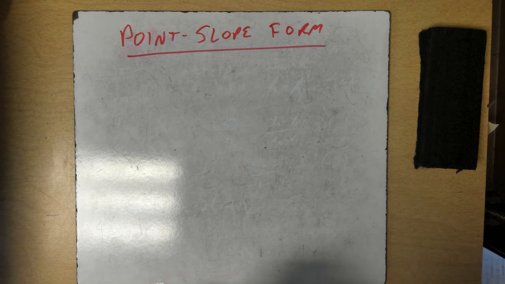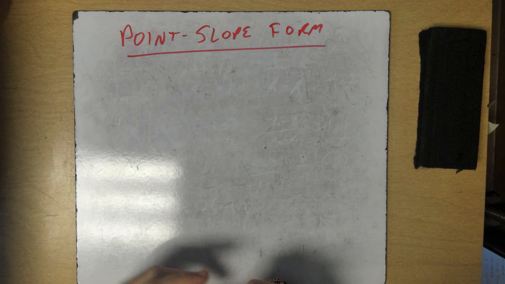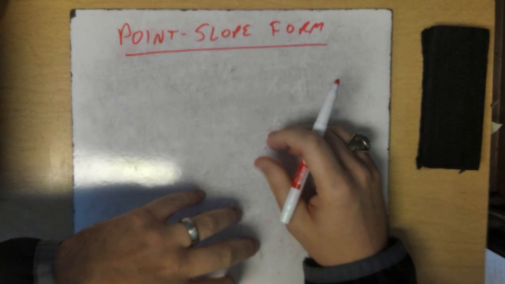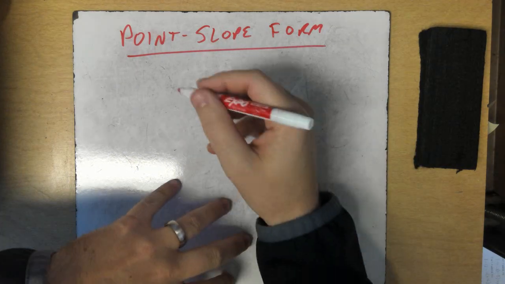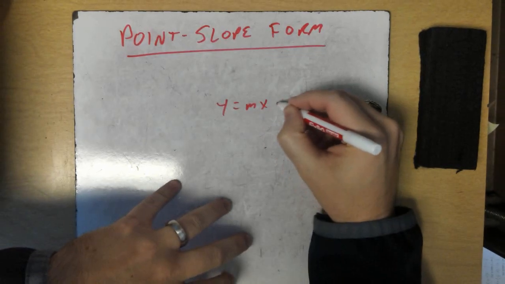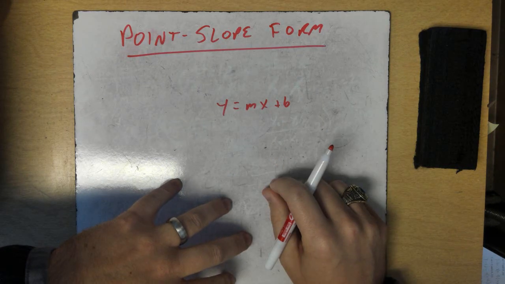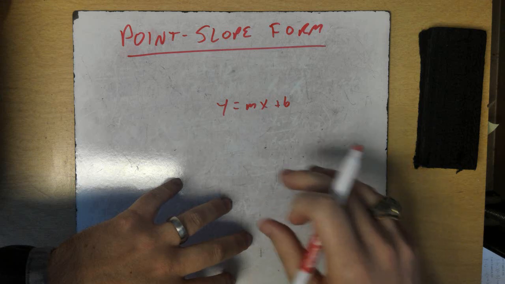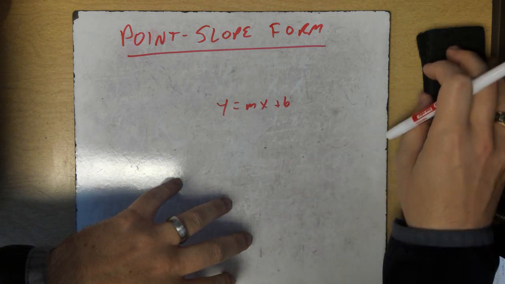Alright, our main topic today is point-slope form. Point-slope form does involve writing lines, and we've already learned slope-intercept form. If you remember, slope-intercept form was y equals mx plus b, where m is your slope and b is your y-intercept. This form is a different form of writing lines.